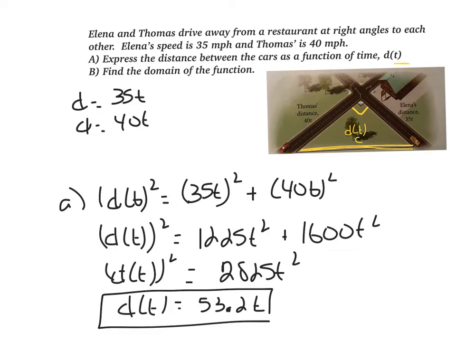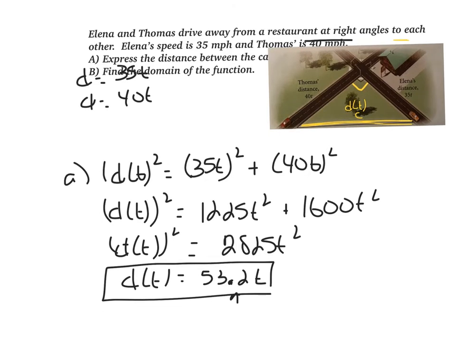We just wanted to find the distance between the cars as a function of time. So however long they're gone, they're going to be that far apart: 53.2 times how many hours are gone. And then for part B, it says find the domain of the function. With the domain, time has to be positive, obviously. So because time has to be positive, my domain is going to be time greater than or equal to 0. Or we could write it like this, 0 to infinity. That's actually better and quicker, and that's all they want there. You're going to see a couple of those in your assignment tomorrow, so be ready for that.